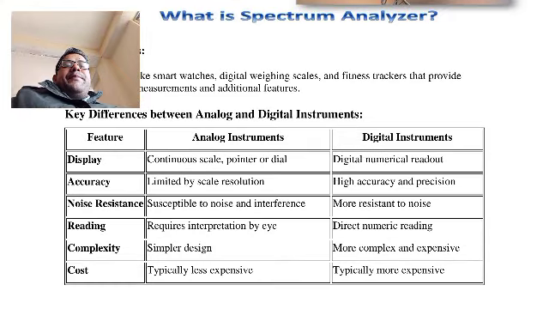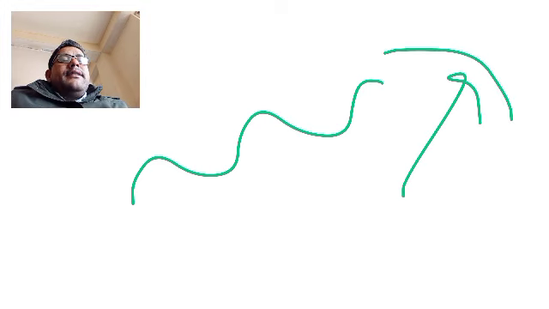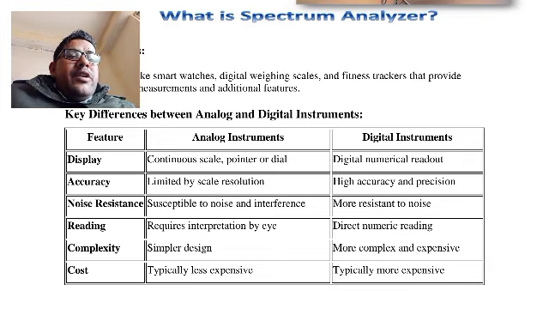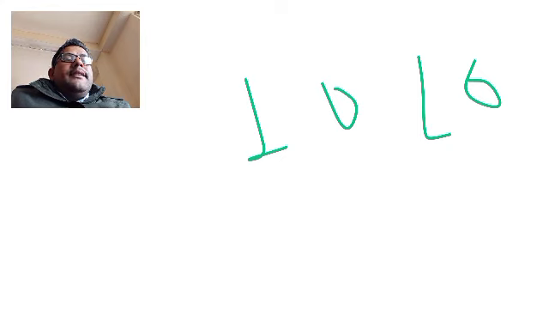First we will compare based on the display. An analog instrument has a continuous scale, pointer or dial. It means the analog instrument's output is in continuous form, and we can show it on a dial or with a pointer like this. But in a digital instrument, a numeric readout is there. Digital or numerical readout is there. Here we can only see digital 1 0 1 0 like this as the readout.